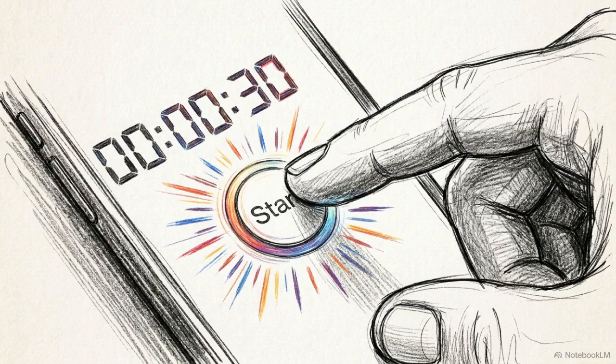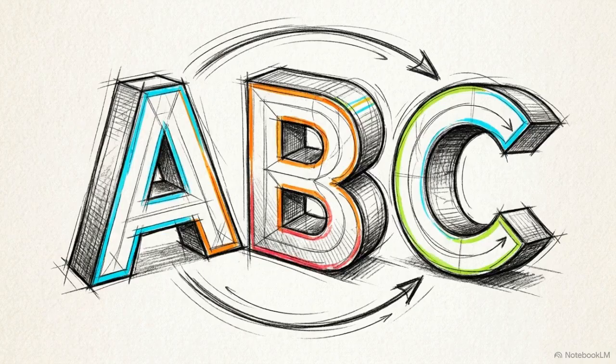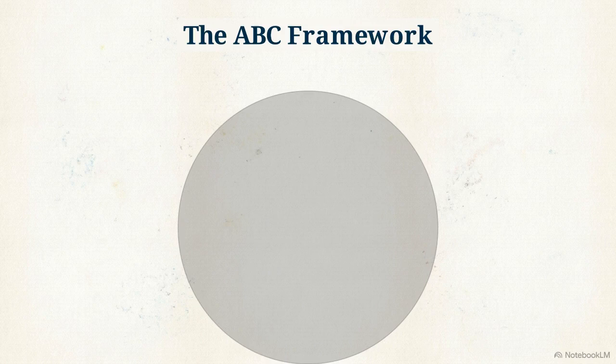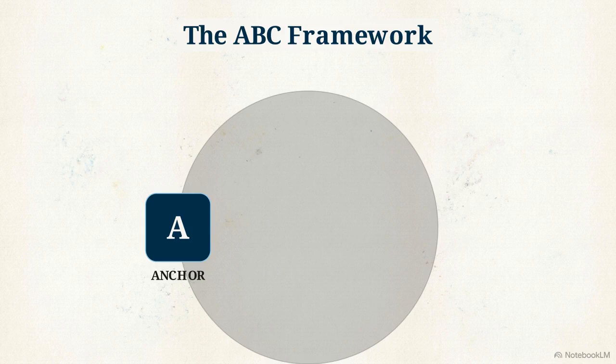Habits form when you lower the barrier to entry. To automate a new behavior, you simply follow the ABC rule. This loop is a mechanism for effortless automation, and it begins by identifying a consistent daily trigger. A is for anchor. This is an existing routine you already perform, like opening your laptop, pouring a coffee, or sitting down at a meeting table.